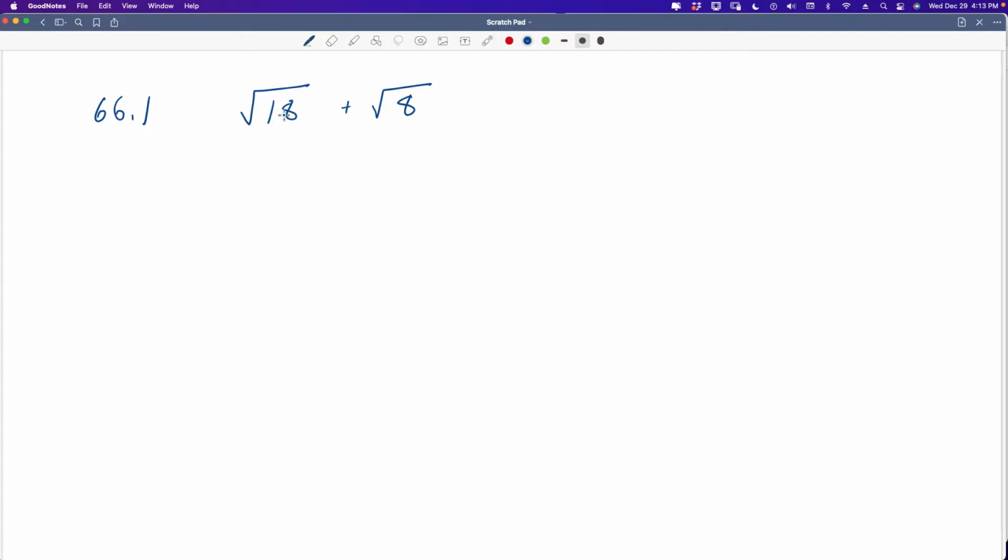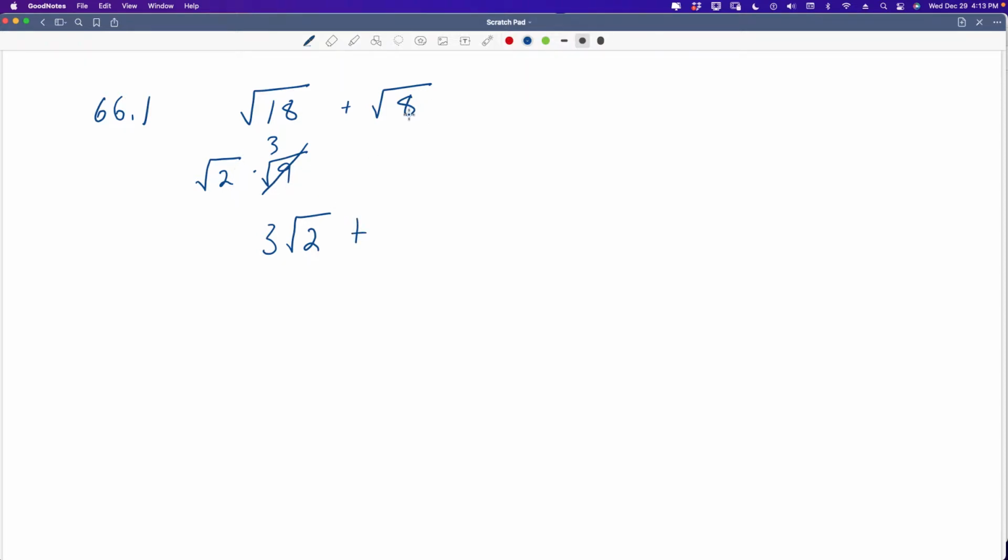All right, so let's factor tree this. We know that 18 is 2 times 9, right? So the square root of 2 times the square root of 9. We know that 3 times 3 is 9. So 3 times the square root of 2 is going to be the same thing as the square root of 18. All right, that's this one taken care of.